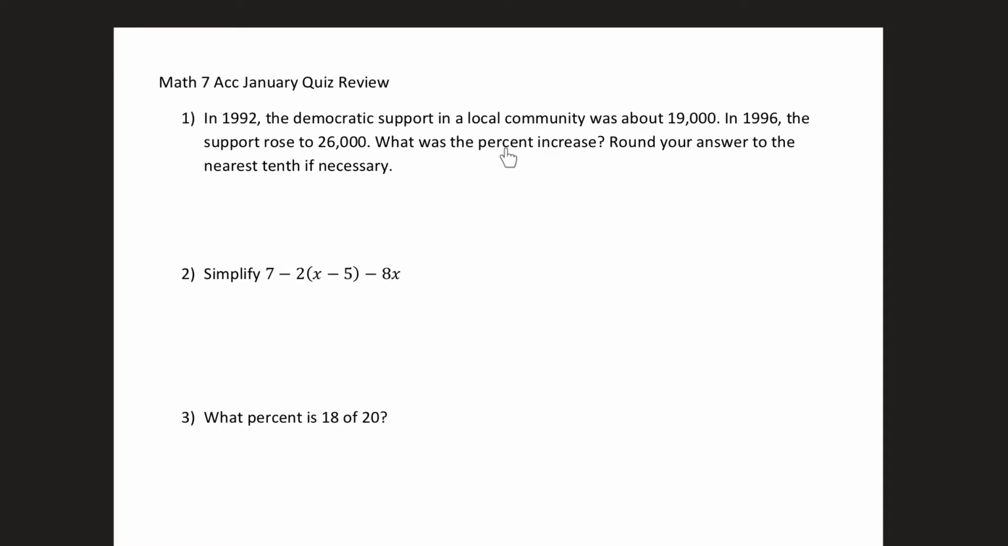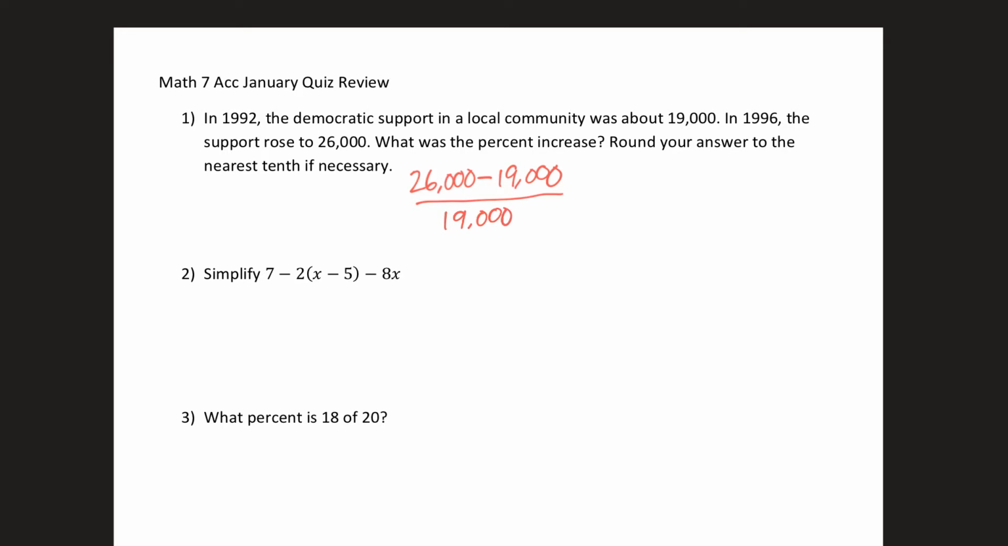Now, this is a percent change, percent increase because it goes from 19,000 and it increases to 26,000. The process is simply you have to subtract the two numbers. I'll take 26,000 because it's larger, and you subtract 19,000. So you have to subtract the two numbers, and you have to divide by the first number, the first number that's given. The original number was 19,000, so I put it over 19,000.